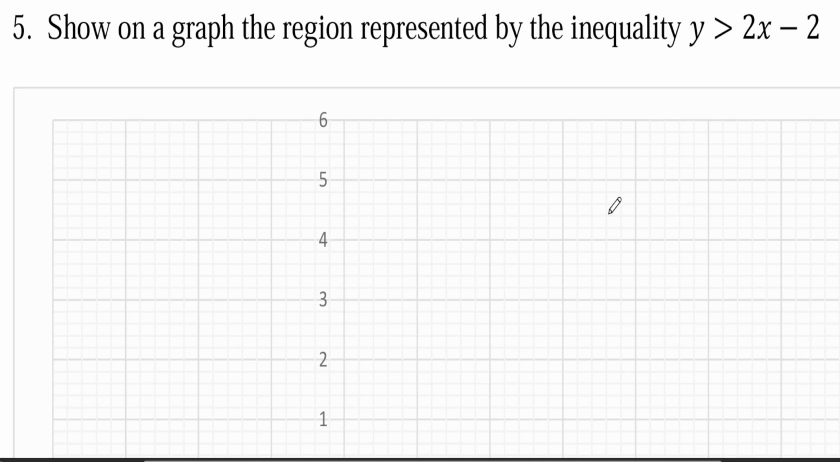Okay, let's try this question out again. Show on a graph the region represented by the inequality y is greater than 2x minus 2. Now you have two unknowns here. So how do you draw it?